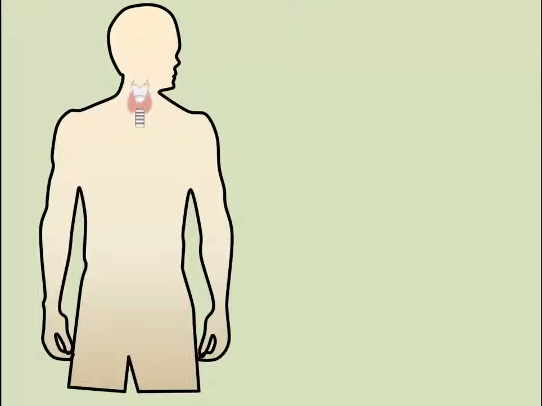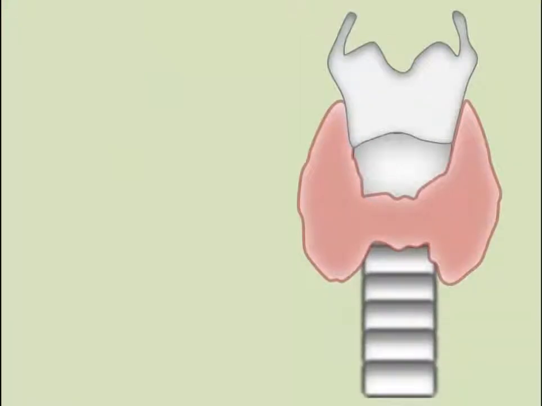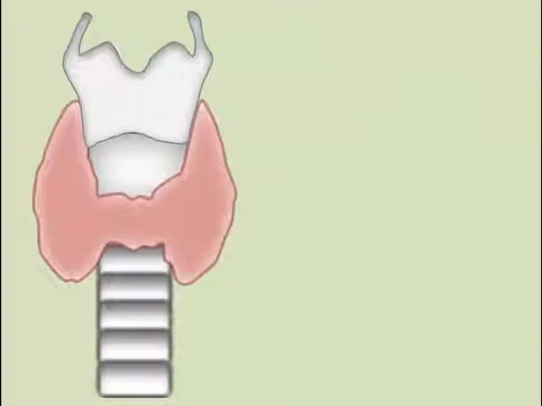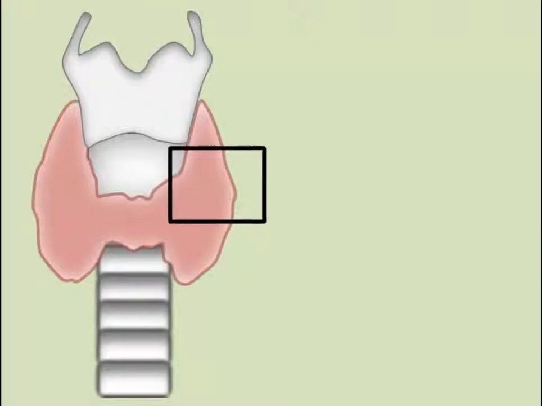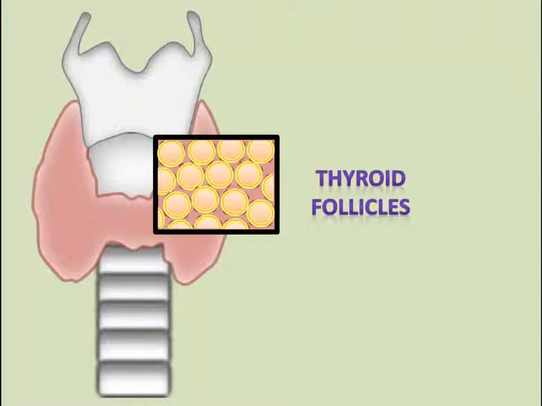The thyroid gland is located in the throat, directly inferior and anterior to the larynx. It sits like a bow tie across the larynx and is composed of two lobes connected by an isthmus. If we examined a magnified version of the thyroid gland, we would see that it is divided into segments called follicles in which the thyroid hormones are produced.